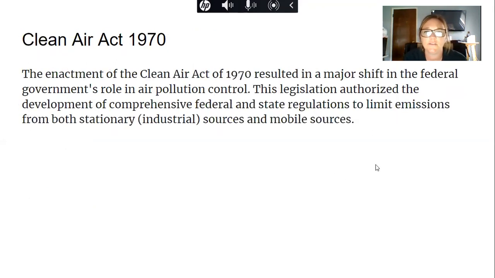The next one is the Clean Air Act of 1970, and this was signed by Richard Nixon. It results in a major shift in the federal government's role in air pollution control. This legally authorizes Congress and really the bureaucracies to start implementing regulations on different companies and corporations when it comes to emissions that they're putting into the environment. It limits emissions from both stationary sources, which would be industrial areas, and mobile sources, so cars, trucks, planes, trains, any kind of vehicles like that as well.